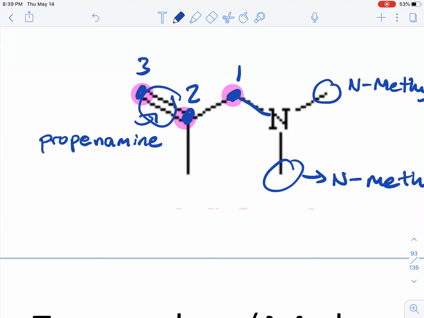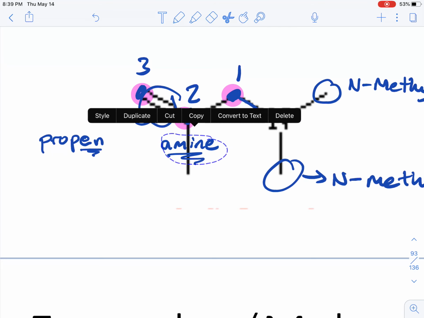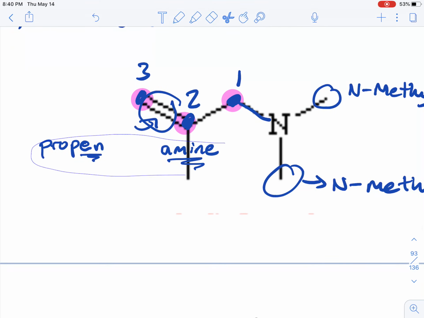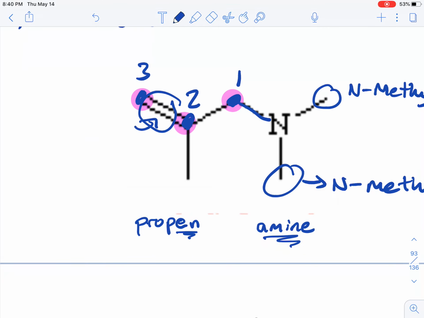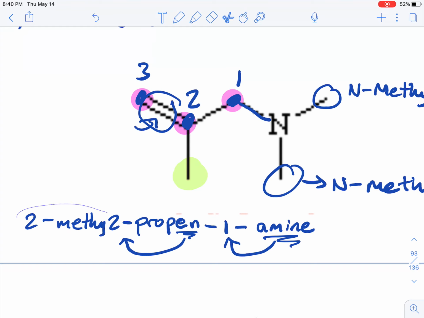Now I have to tell the reader the carbon where the double bond starts and the carbon that has the amine. And so I need to separate this out. I'm going to say that on the first carbon, I have my amine. So this amine is on the first carbon. And on the second carbon, I have the beginning of my double bond. And so it looks like I have another substituent, which is this guy. And this is going to be 2-methyl. So I have 2-methyl-2-propen-1-amine.